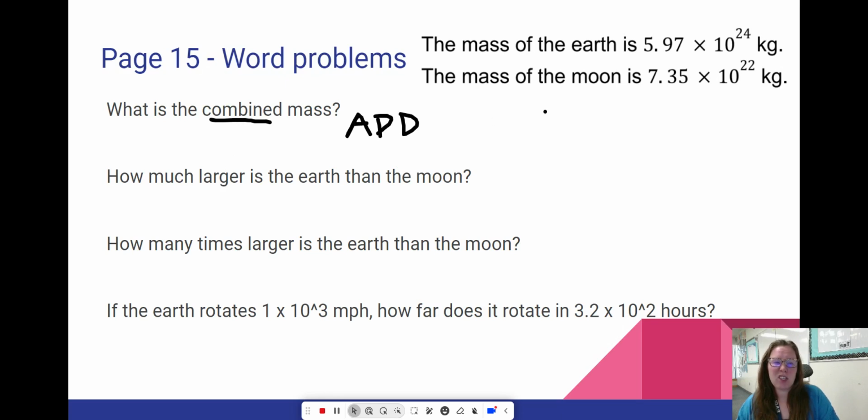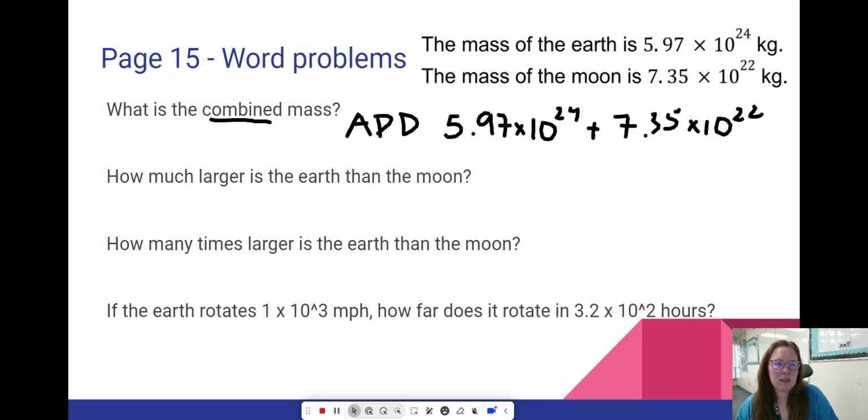Okay, and then you could just in your calculator do the mass of the Earth, this whole number. I'll write it down. We might as well, right? 5.97 times 10 to the 24th plus 7.35 times 10 to the 22nd. Okay?